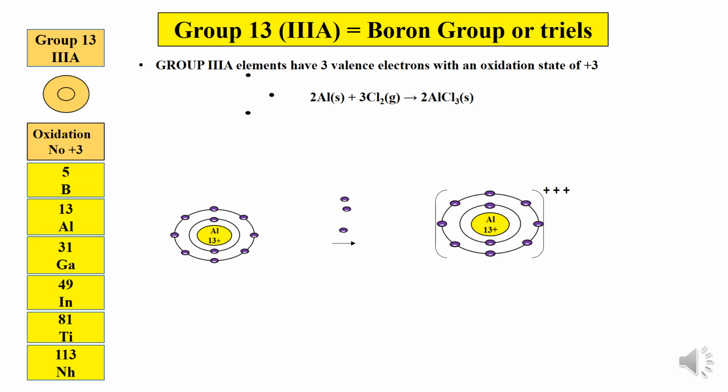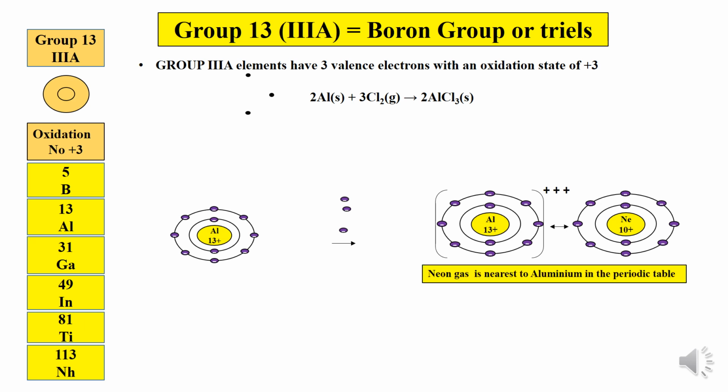And what is the driving force for this? Aluminium loses its 3 valence electrons in order to attain the stable electronic configuration of neon, because neon is the only noble gas with stable electronic configuration which is nearest to aluminium in the periodic table. That is why it tends to attain the stable electronic configuration of neon.